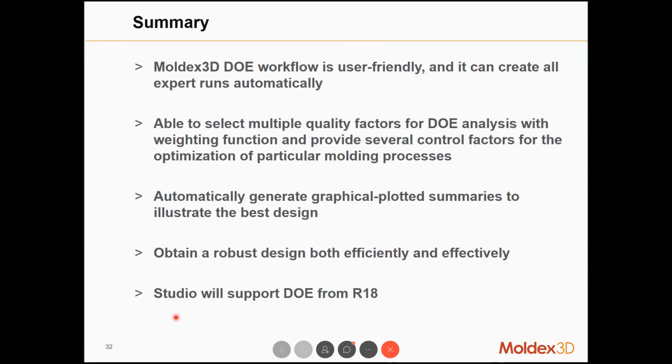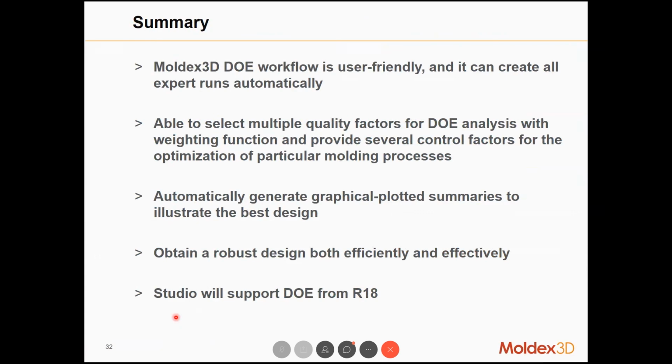And here we would like to give you some summary. The first thing is that the DOE workflow is really user-friendly, and you can see that it's quite easy. You just click on next step as long as you have finished your settings in the quality factor and the control factors. And then we are able to select multiple quality factors for DOE analysis with the weighting function. And you can select as many control factors as you want, and you can select different levels to make sure you can find the best combination of the control factors.